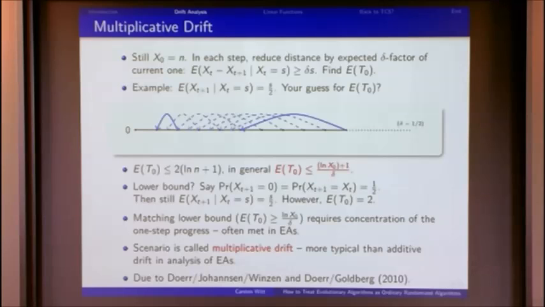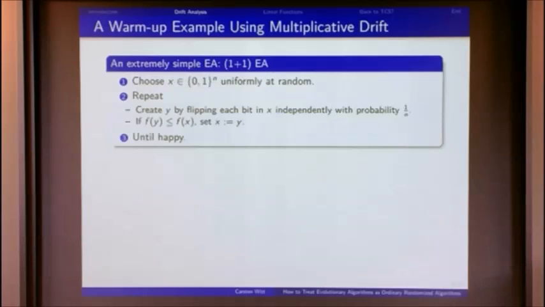So these are the tools. And in a nutshell, again, it was about trying to bound the progress from one step to the next, and this will be translated into a bound on the time to reach the optimum. So I'll show you one warm-up example of how we can actually derive actual running time bounds using this multiplicative drift theorem.